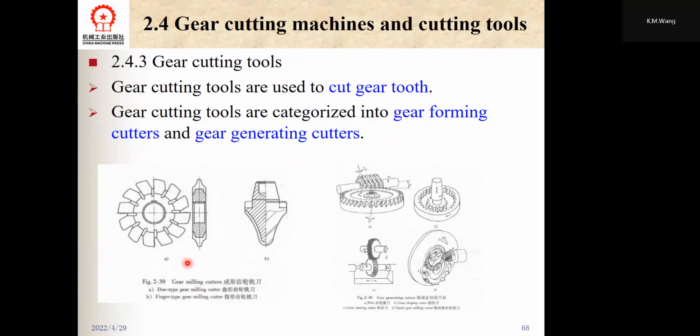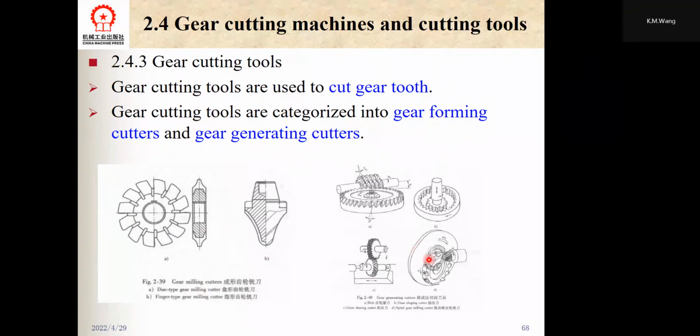This can be used on either horizontal axis or vertical axis milling machines. There are two types of gear milling cutter: this is a disk type gear milling cutter, and this is a finger type.